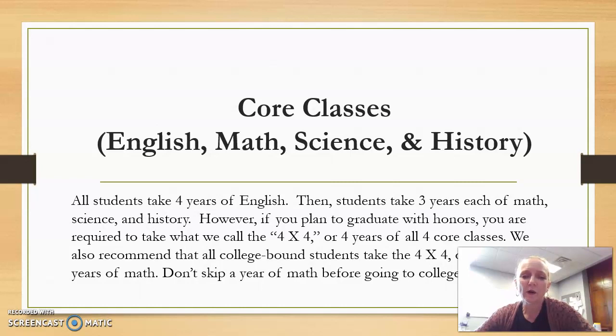We're going to take a look at the core classes first. That's English, Math, Science, and History. Everybody has to take 4 years of English, and then you have 3 of each of the other core classes unless you are an honors student. So reminder, you want to make sure that you're taking English, Math, Science, and History every year if you are wanting to graduate with honors.